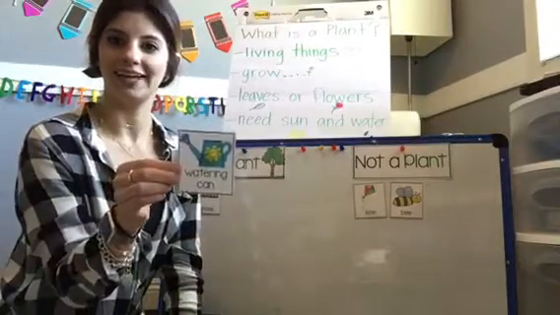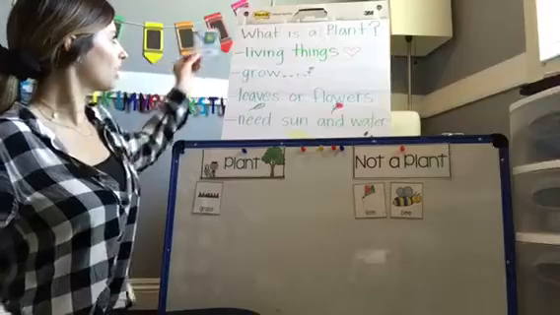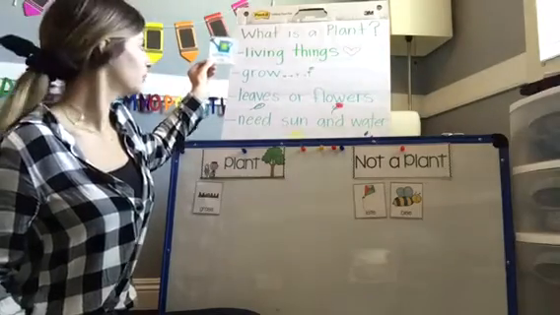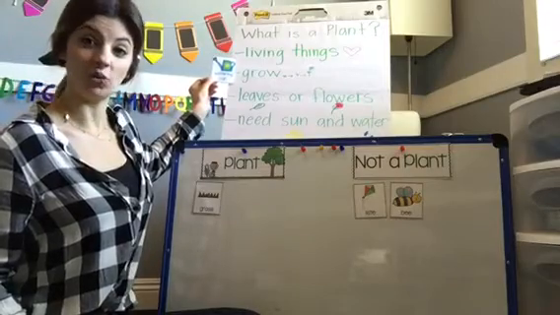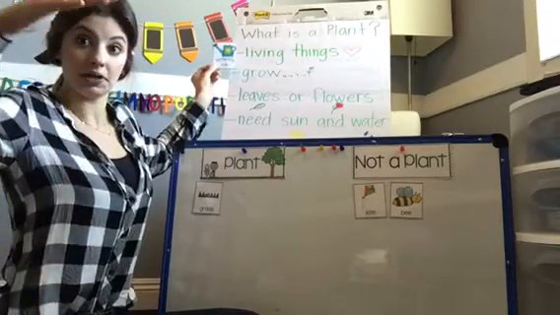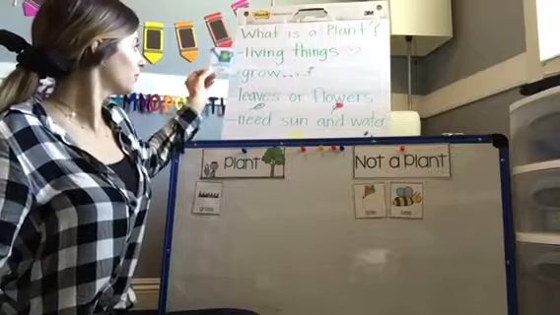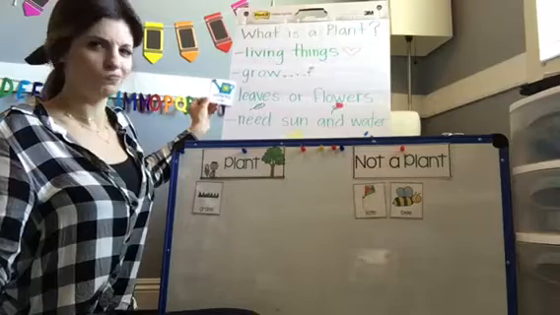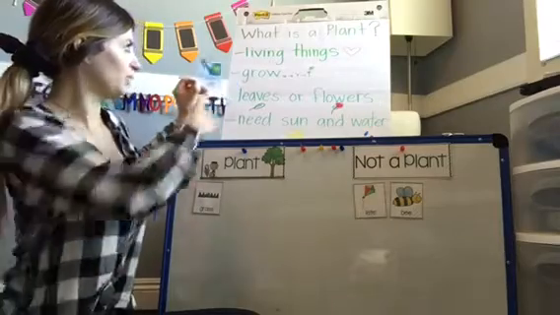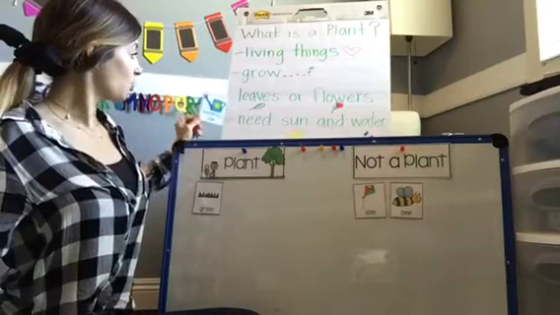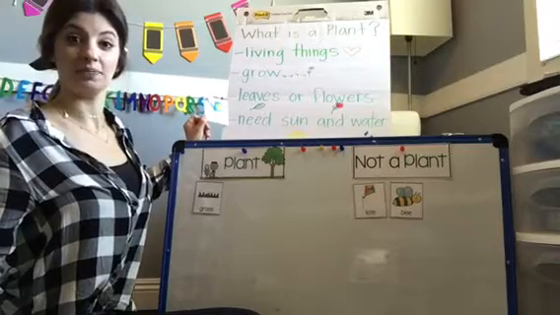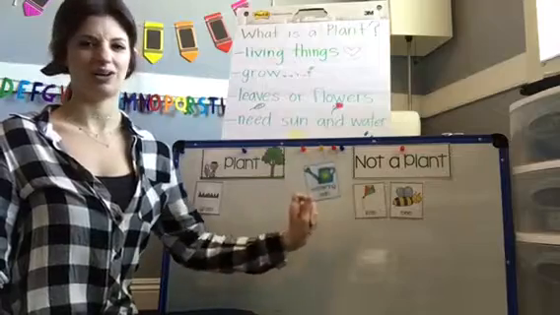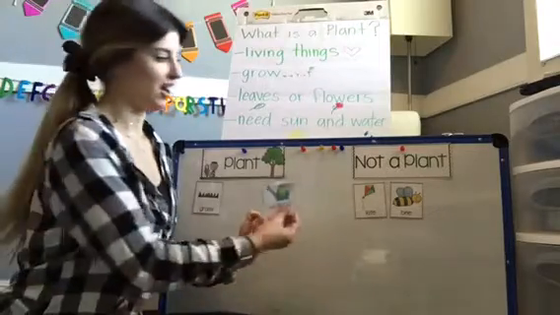A watering can. Is a watering can a living thing? No. Does a watering can grow bigger and bigger? No. Does a watering can have leaves or flowers? No. Does a watering can need sun and water? No. Is a watering can a plant or not a plant? It's not a plant.